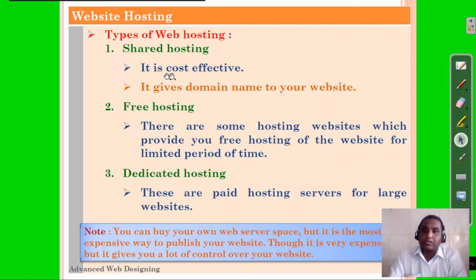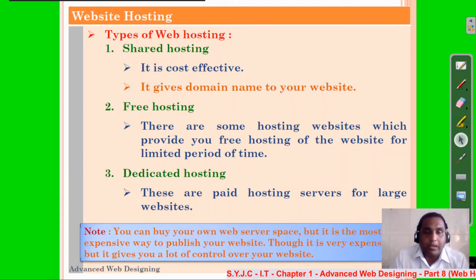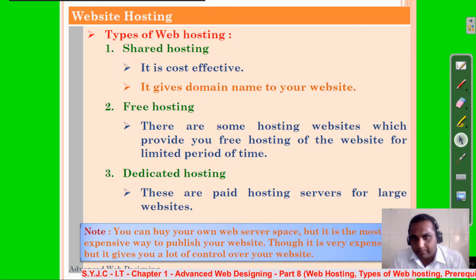Okay, so shared hosting is cost effective. It gives a domain name to your website. You can purchase the domain name. abc.com is what? abc.com is a domain name. So I need to contact these companies and tell them that I want abc.com. If they say it is available, you have to pay. Otherwise, if they say not available, you have to search for another name.